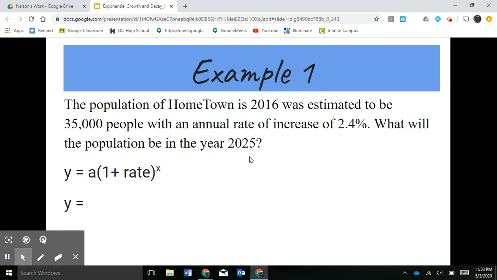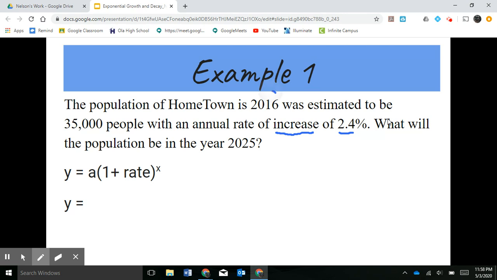So here's our first example. The population of hometown in 2016 was estimated to be 35,000 people with an annual rate of increase of 2.4%. What will the population be in 2025? First thing here, it says rate of increase. So there's the dead giveaway. It gives us the percent, so we know we're going to have to use that parentheses with the 1 in front of it.